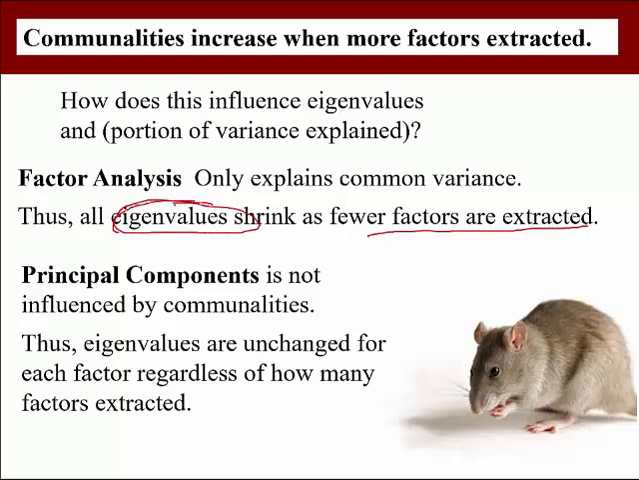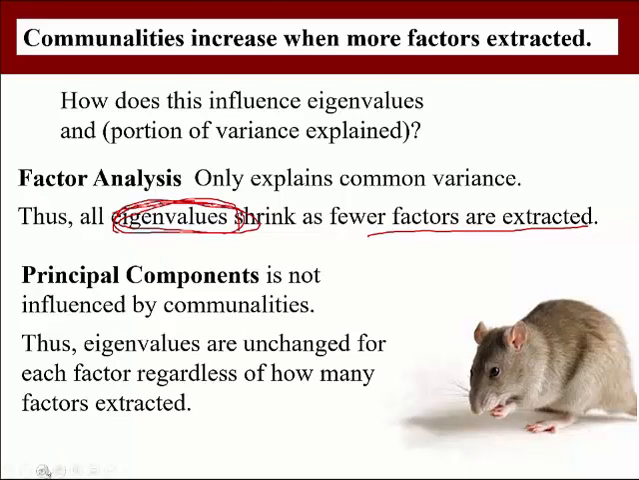The amount of variance you can explain in each item shrinks as the analysis assumes that your items become less and less reliable. So when you have low communalities, because you haven't extracted very many factors, then the analysis assumes your items aren't very reliable, so there's not a whole lot of variance to explain, so your eigenvalues will be low. The percent of variance you explain will be smaller. And when you extract more factors, then that goes up.